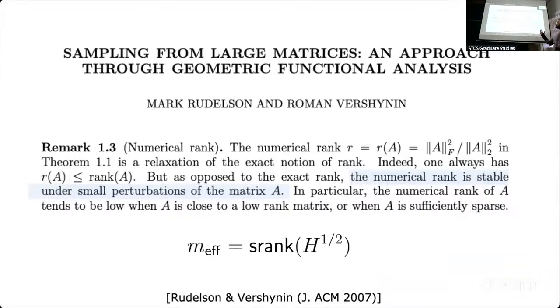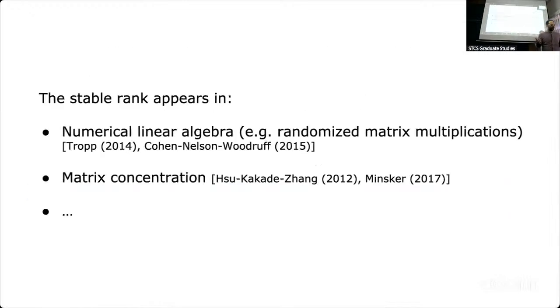Stable rank is the ratio of the squared Frobenius norm of a matrix to its squared largest singular value. It behaves like the rank, but it's stable to perturbations in the matrix. And it turns out that the effective dimension that we described is equal to the stable rank of the square root matrix. This stable rank appears everywhere. We want numerical algorithms to have that property. It's all over numerical linear algebra and matrix concentration and so on. So in this case, it's a desirable property, and using correlated noise lets us get that property.